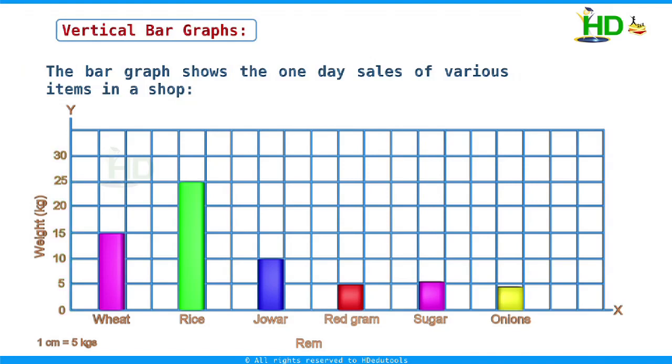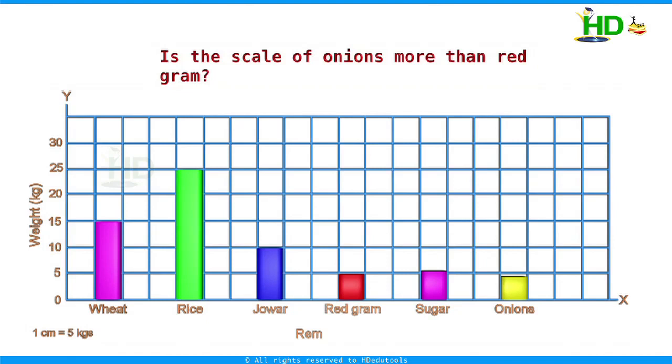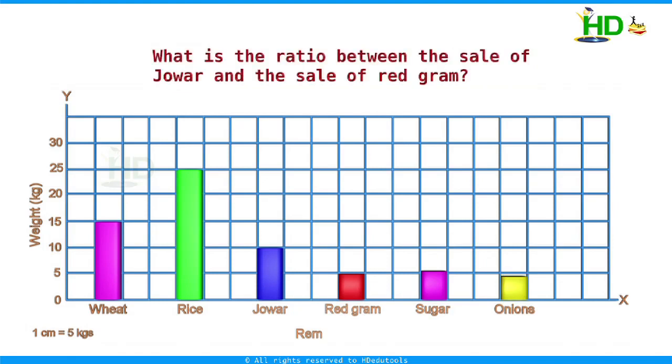Now from this graph, can you answer which of these provisions has the most sale? How much? Yes, rice has the most sale. It is 25 kg. Is the sale of onions more than red gram? No. The sale of onions is slightly less compared to red gram. Here it is 5 kg, and here it is below 5 kg. Now what is the ratio between the sale of jowar and the sale of red gram? Jowar is 10 kg. Red gram is 5 kg. The ratio is 10 by 5, which is equal to 2.